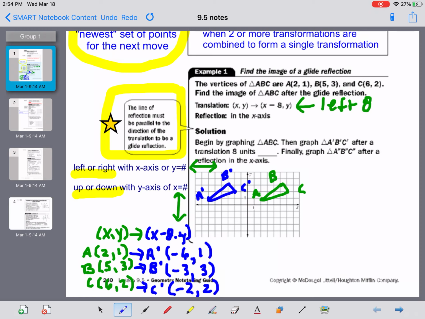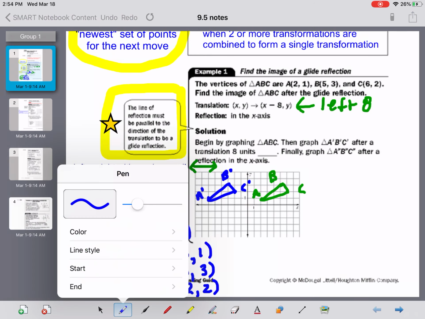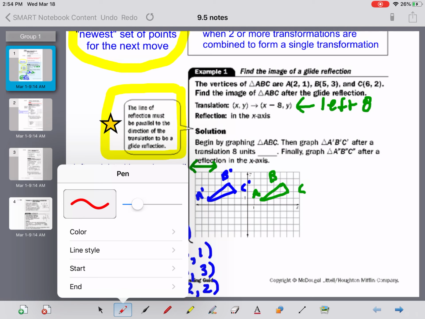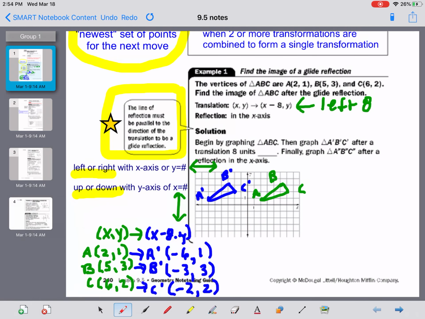And there's my first move, my first translation. I'm going to switch colors again so that I can show you the third and final move here. Now I'm going to do a reflection in the x-axis. This is where your gold sheet comes in. Turn to your gold sheet, and on it it says a reflection across the x-axis. By the way, in the x-axis, on the x-axis, across the x-axis, it all means the same thing, so you can use that same note off your gold sheet.